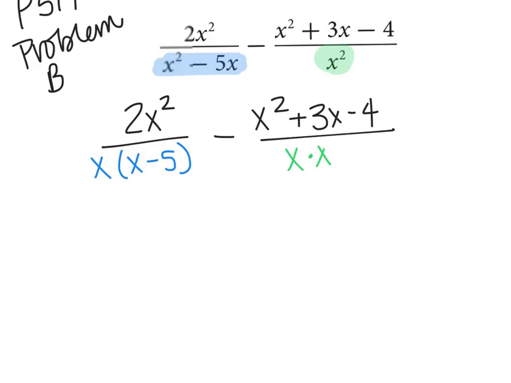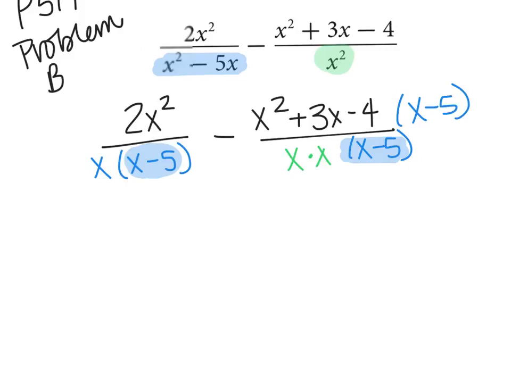Now notice that this x minus 5 is in parentheses. That means they're all attached together. So this denominator on the right is missing an x minus 5. It doesn't have that. Yes, it has an x, but it doesn't have an x minus 5. Those are different. So that means we need to multiply by x minus 5 on the top and bottom of the fraction on the right.